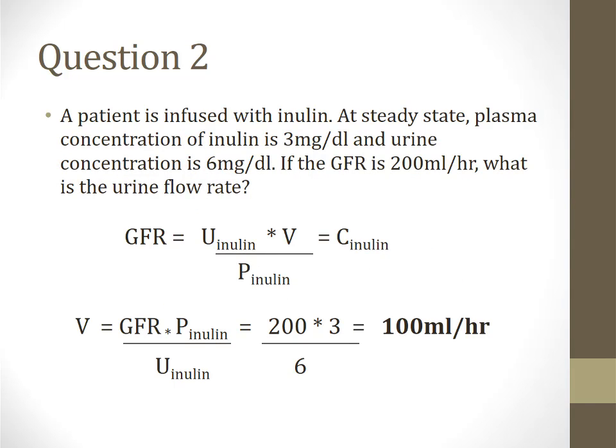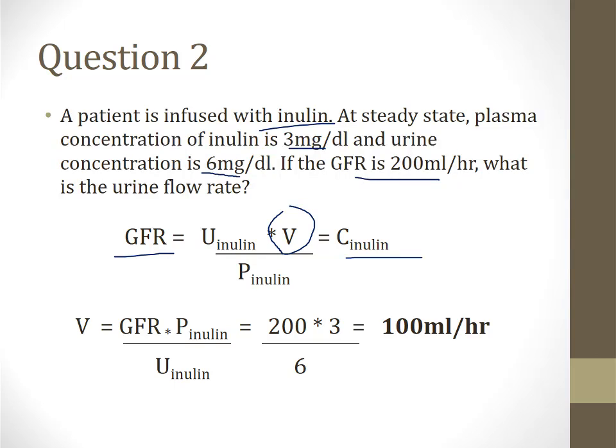Question 2, a patient is infused with inulin. At steady state, plasma concentration of inulin is 3 and urine concentration is 6. If the GFR is 200, what is the urine flow rate? So we have to remember that GFR is equal to the clearance of inulin. That means that we already know the clearance of inulin. What they want us to figure out is V, the volume flow rate of urine. So we just plug in the numbers here.